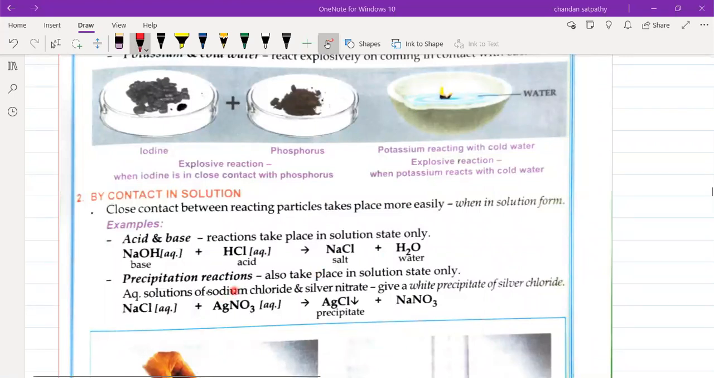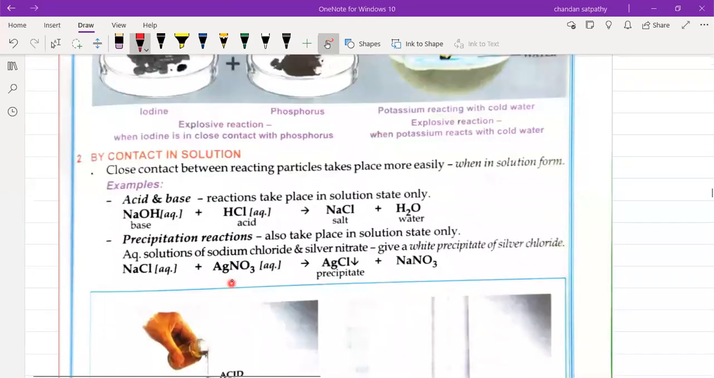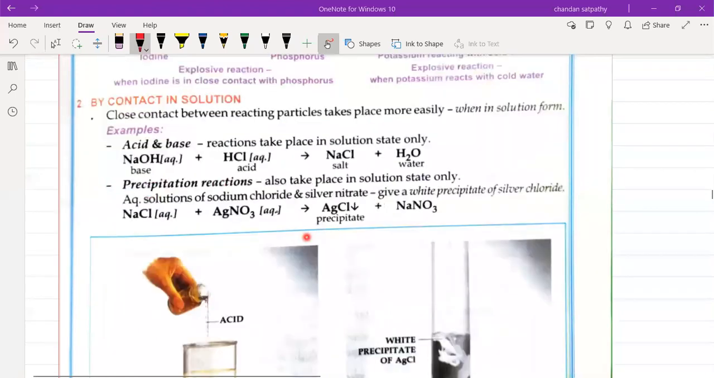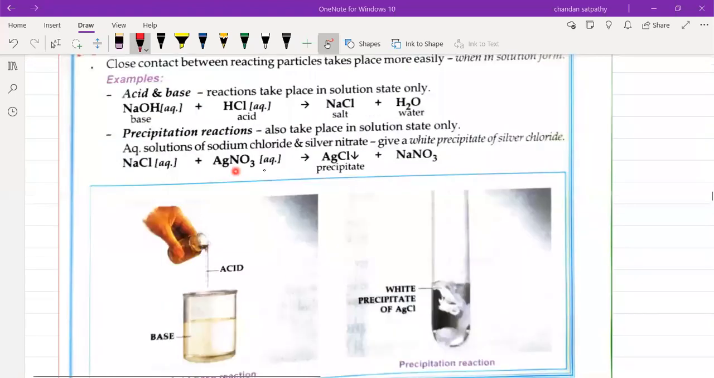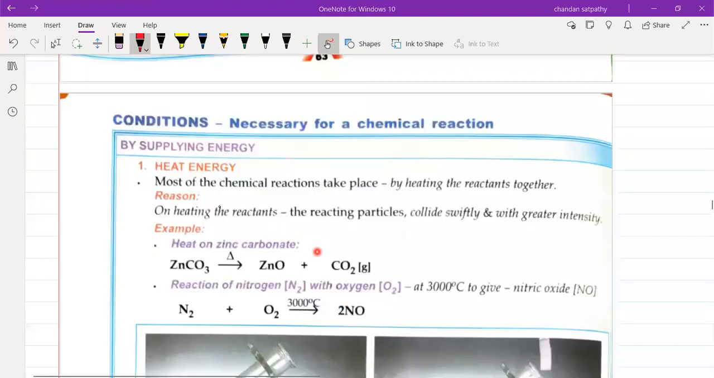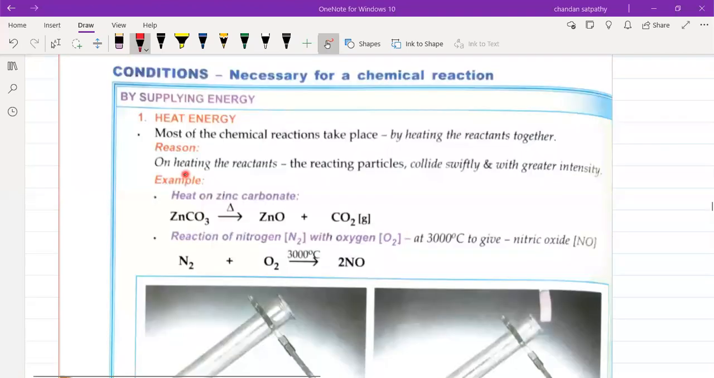Next, precipitation reaction. Precipitation reactions also take place in aqueous solution form. In dry form they will not react, but in aqueous solution form they will react. Here you see a white colored precipitate is formed. Next condition is supplying heat energy. Some reactions will not start until heat energy is given or supplied to them.